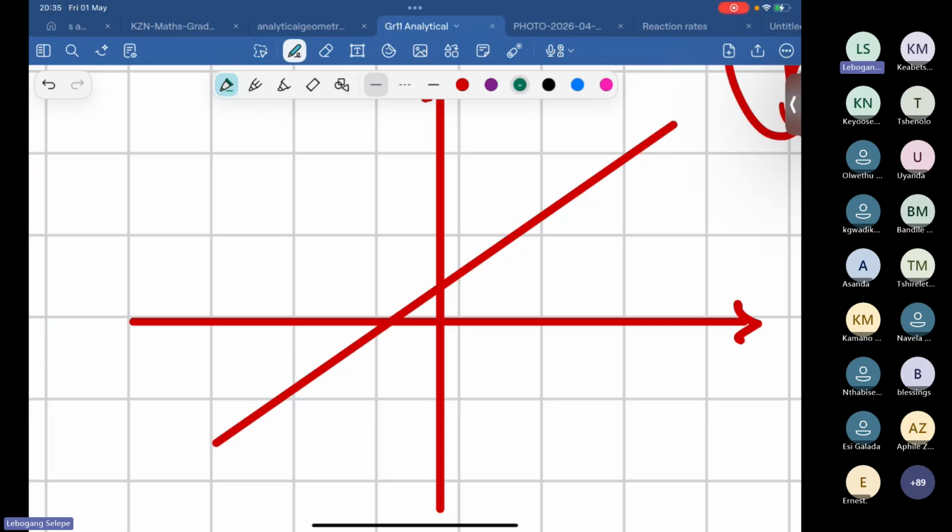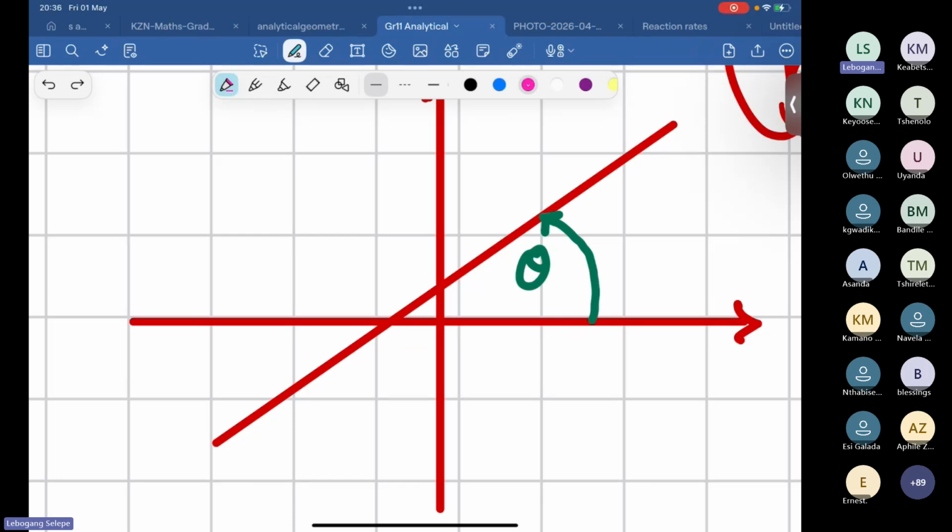Keyword, anti-clockwise, guys. In an anti-clockwise direction. So it's always from the positive x-axis in an anti-clockwise direction to the line segment itself. This we call an angle of inclination, theta. This is not an angle of inclination because it's not drawn in an anti-clockwise direction. This is clockwise. So the angle of inclination, theta, is always drawn from the positive x-axis in an anti-clockwise direction to the line segment itself.